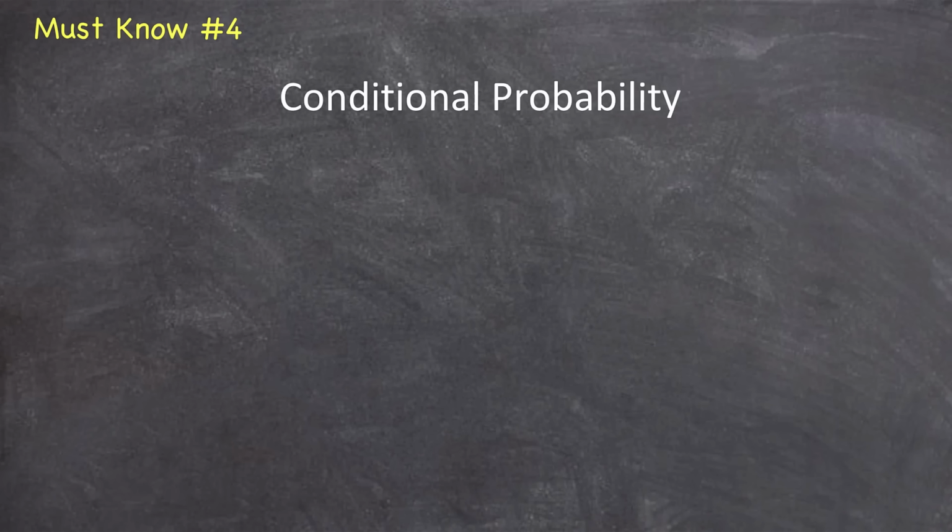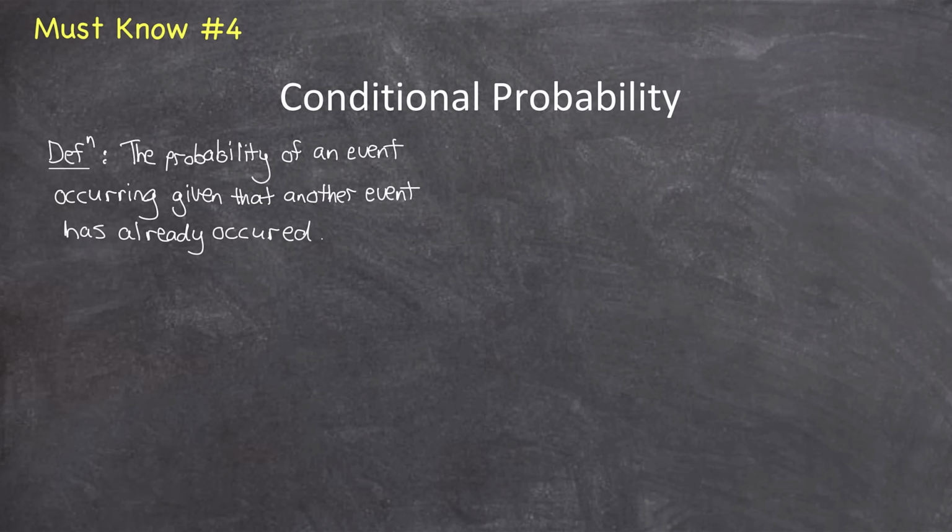Must know number 4, conditional probability. Conditional probability is the probability of an event occurring given that another event has already occurred. Now let me show you the formula for how we calculate a conditional probability. Let's say we wanted the probability of event B happening given that event A has already occurred. In this notation, this vertical line, we read it as given.